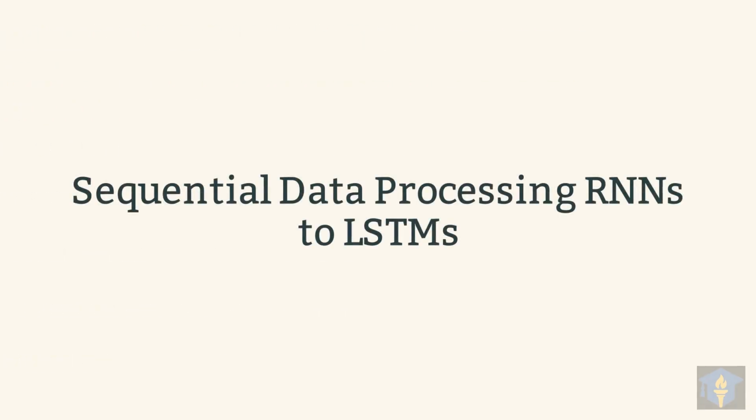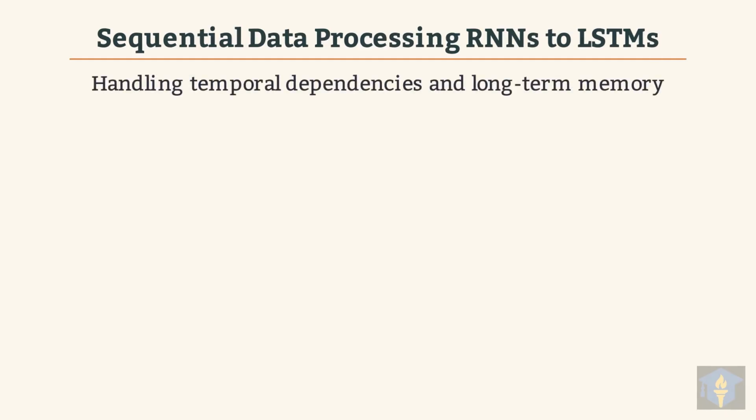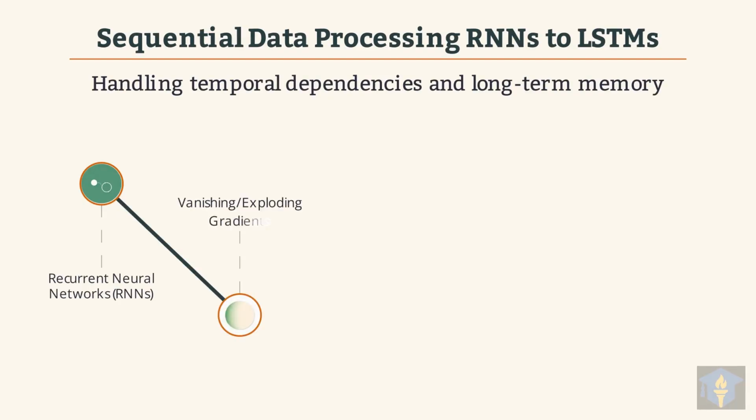Now, let's explore processing sequential data, from recurrent neural networks to long short-term memory networks. This section focuses on how we handle temporal dependencies and the challenge of long-term memory in sequences. Recurrent neural networks, or RNNs, are designed to process sequences by maintaining an internal state. However, RNNs often suffer from vanishing or exploding gradients, making long-term dependency learning difficult.